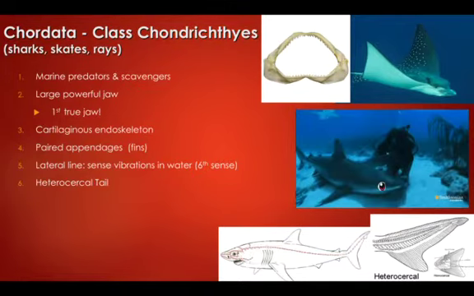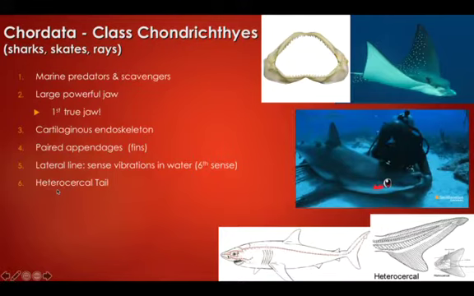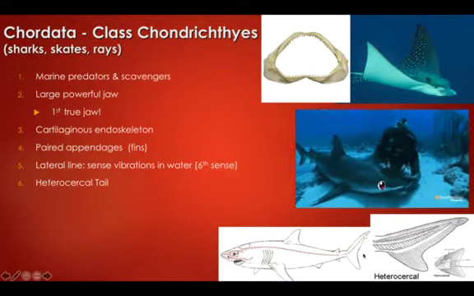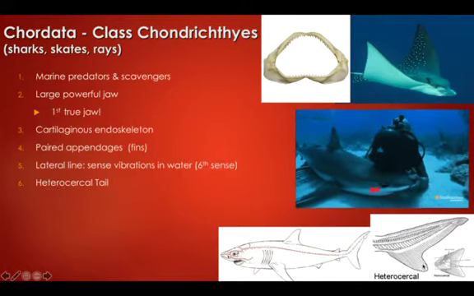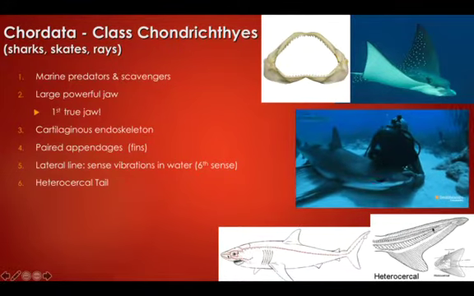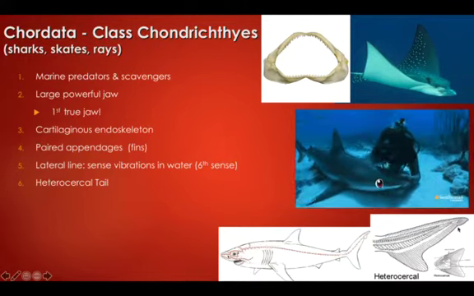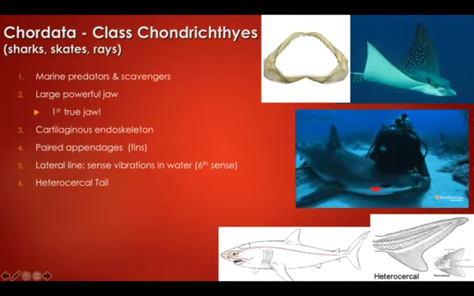They have a heterocercal tail. Hetero means different. Heterocercal tail means that the top of the fin and the bottom of the fin are different lengths. So the top of the fin is longer than the bottom of the fin. So it's different. So it's called heterocercal. So a heterocercal tail.